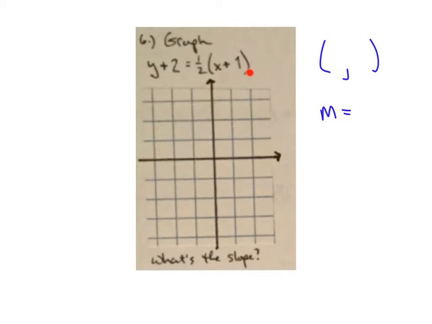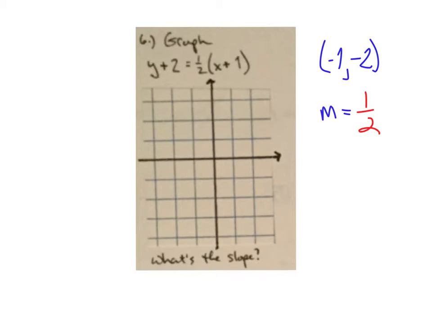Where it says x plus 1, that means our x-coordinate is going to be the opposite of 1. For the y-coordinate, we look to y plus 2. Since it says y plus 2, the y-coordinate is going to be the opposite of 2. The only other number left in the equation is the 1/2. That's going to be our slope.